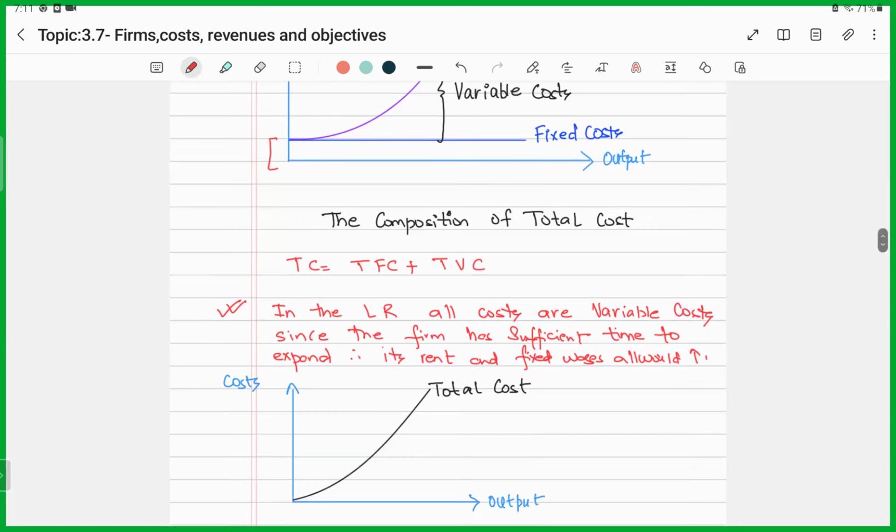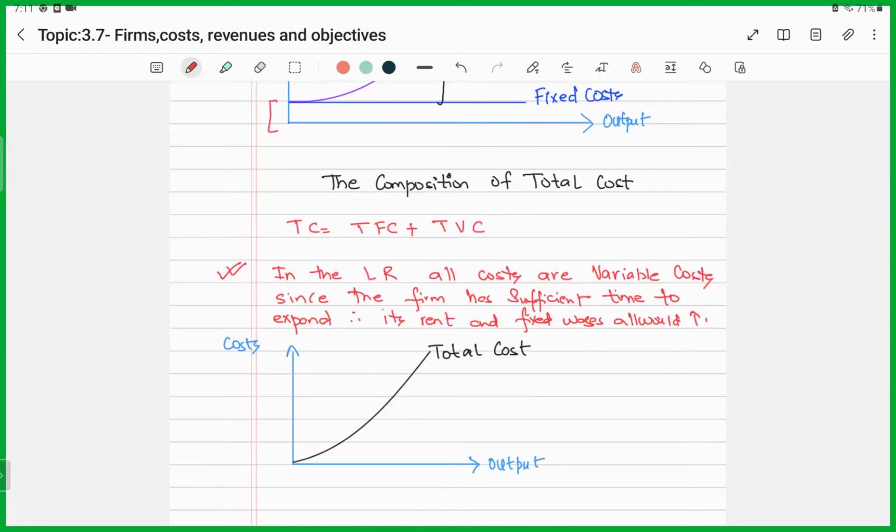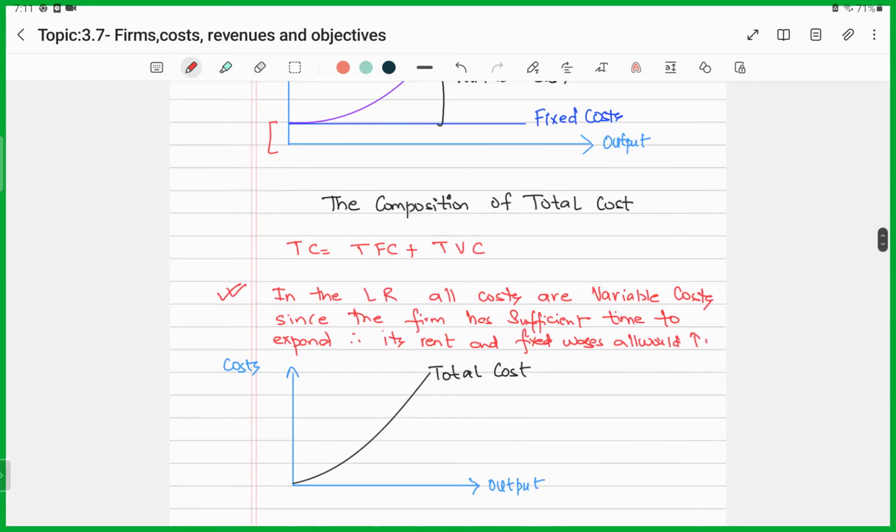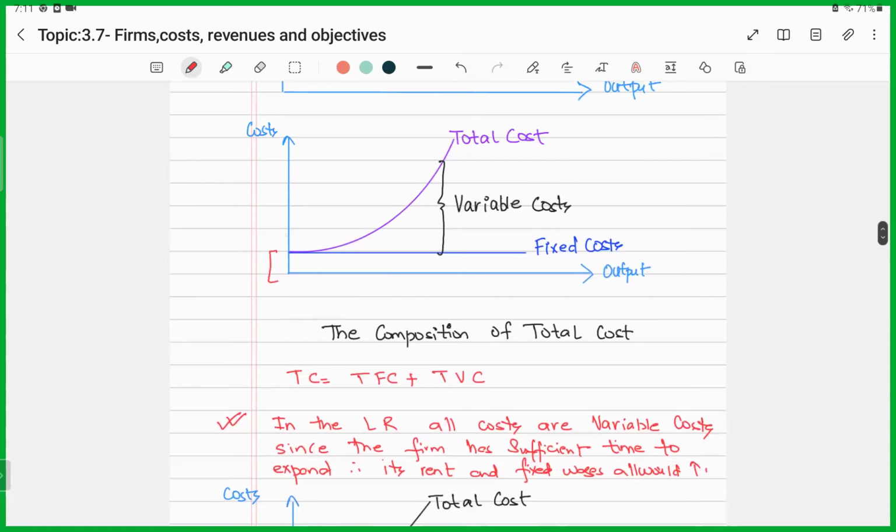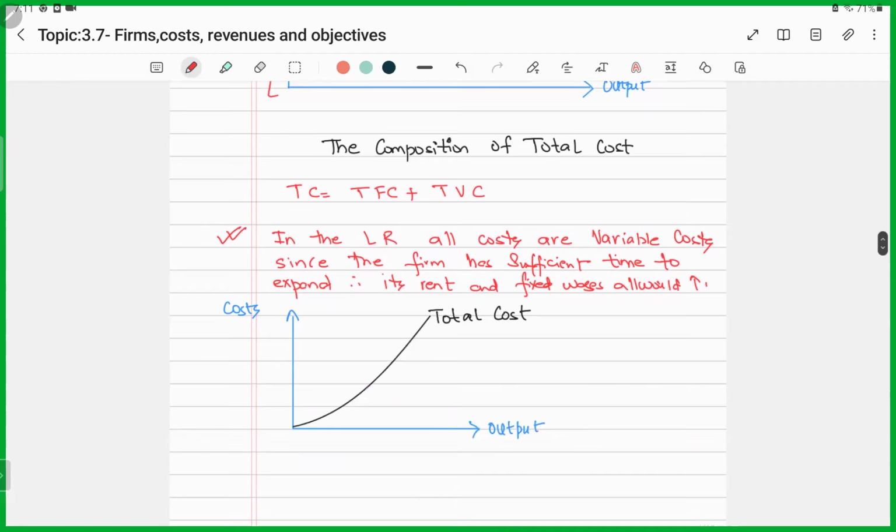So in the long run, this would be the total cost curve. If you look at the diagram above, the total cost was beginning from here, from the point where the fixed cost was there. But the second diagram shows that the total cost is beginning from zero. Why? Because all costs in the long run are variable. So they tend to change with the level of output.